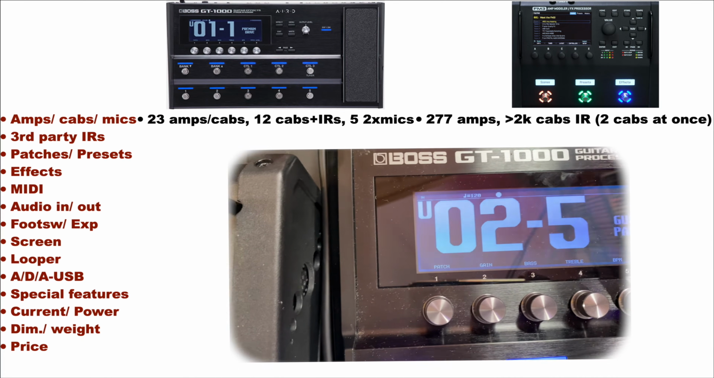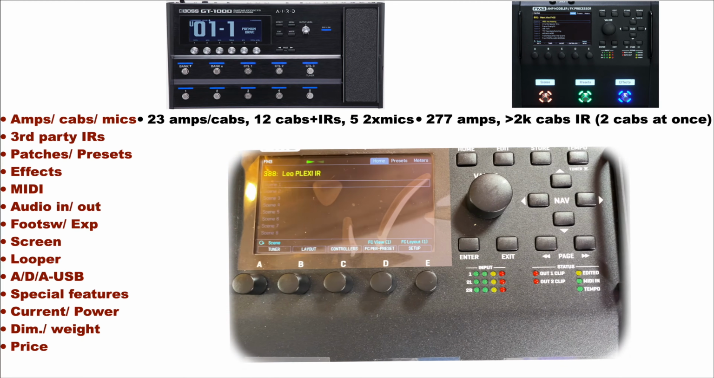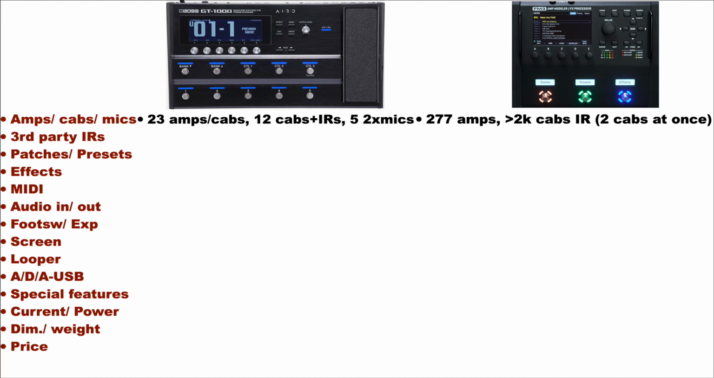First of all, we have 23 amps and cabs plus 12 standalone cabs and 5 mics built in the GT1000, and you can load 2 mics in one patch. The FM3 offers 277 amps, more than 2000 cab IRs, with the possibility to have 2 cabs at once. Therefore, the FM3 offers way more amps and cabs.